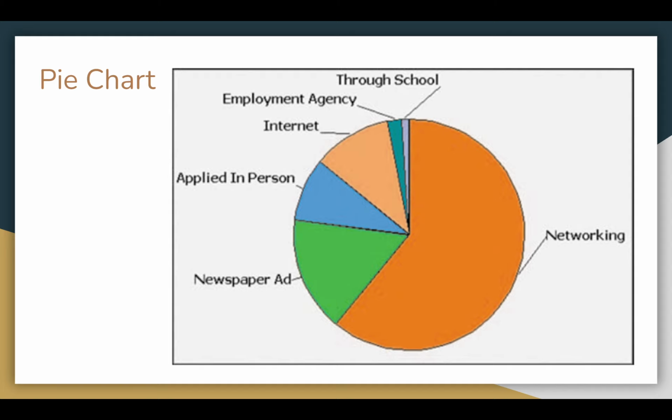And so you can see here, they've taken that Pareto chart that we had and made it into a pie chart. So each of the slices of the pie chart represents a qualitative category.